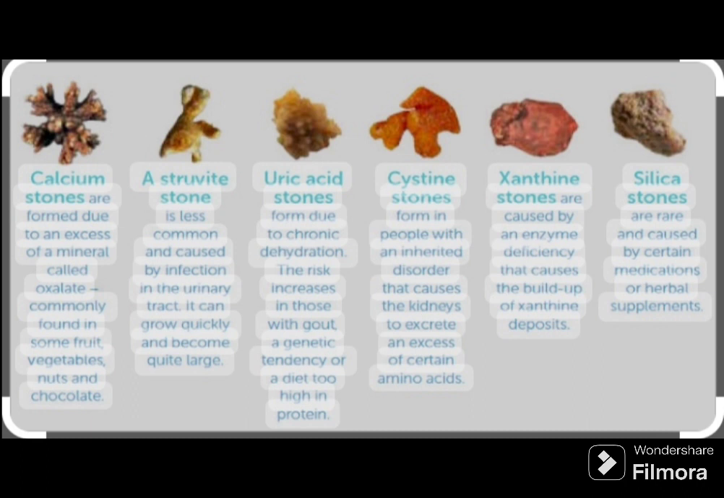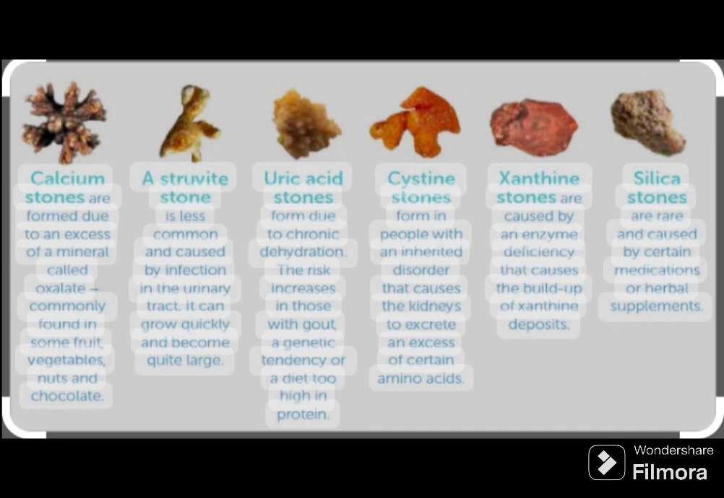Calcium stones are formed due to an excess of a mineral called oxalate, commonly found in some fruits, vegetables, nuts, and chocolates. A struvite stone is less common and caused by infection in the urinary tract. It can grow quickly and become quite large. Uric acid stones form due to chronic dehydration. The risk increases in those with gout, a genetic tendency, or a diet with too much protein.